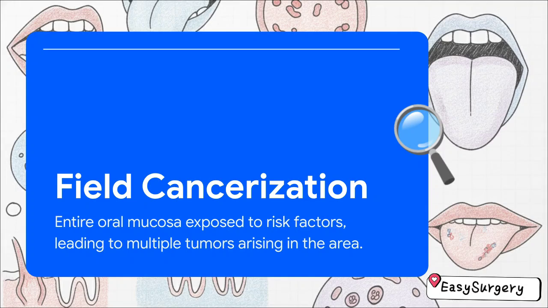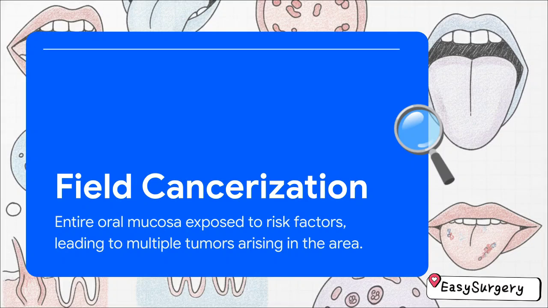Because the entire oral mucosa is bathed in that carcinogen, multiple tumors can just pop up. If a second tumor appears within 6 months of the first, we call it a synchronous cancer. If it appears after 6 months, it's metachronous. And in the oral cavity, there's a staggering 15% risk of metachronous cancer.